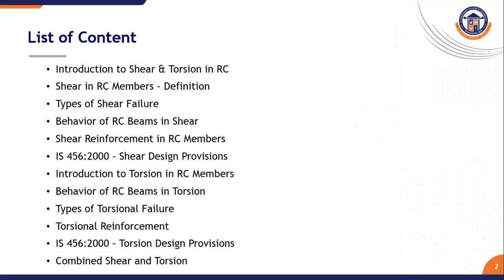These are the list of contents: introduction to shear and torsion in RC, shear in RC members, types of shear failure, behavior of RC beams, shear reinforcement in RC members, IS 456-2000 shear design provisions, introduction to torsion in RC members, behavior of RC beams in torsion, types of torsional failure, torsional reinforcement, IS 456-2000 torsion design provisions, combined shear and torsion.